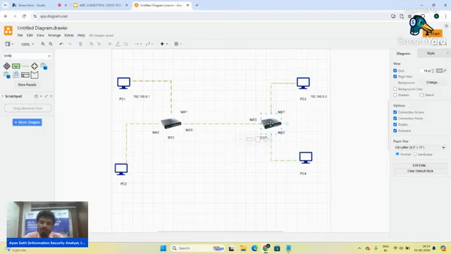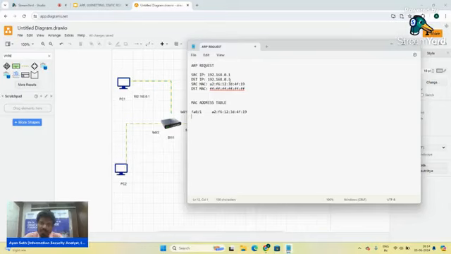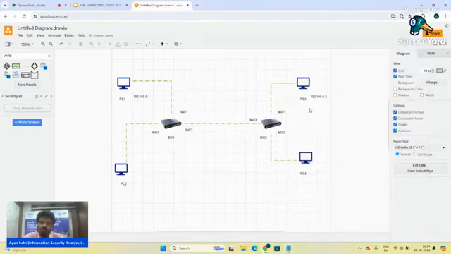After that, what will happen? Switch 2 again broadcasts that ARP request. It will be received by both PC3 and PC4. Now the IP address of PC3 is matched, right? Because the destination IP address is 192.168.0.3. So the destination IP address gets matched. That is why an ARP reply will be generated from PC3.